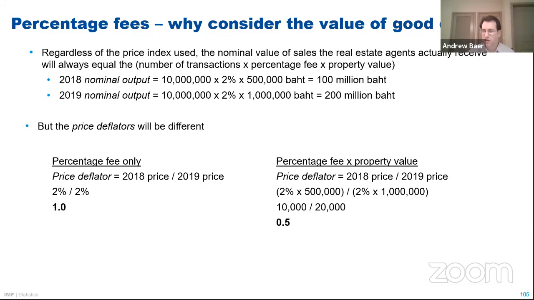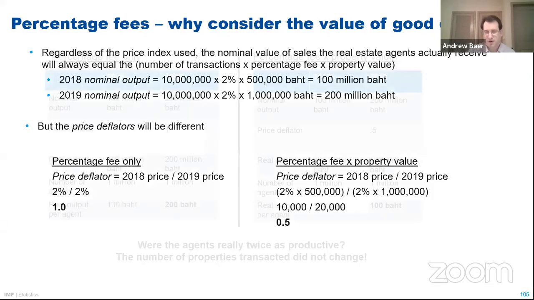If, however, we include the value of the good or asset in our price, now the price deflator would be 0.5, right? Because the price doubled. The home value doubled, so the price doubled. So now the deflator will be 0.5, meaning, I'll show you how that works on this next slide.